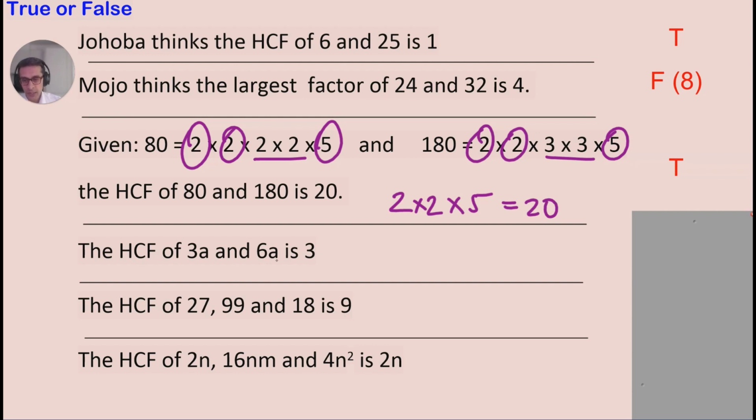So the highest common factor of 3a and 6a is 3. Now we know that the highest common factor of 3 and 6 will be 3, but there's also an a which is common to both. So this is false, this should be 3a.